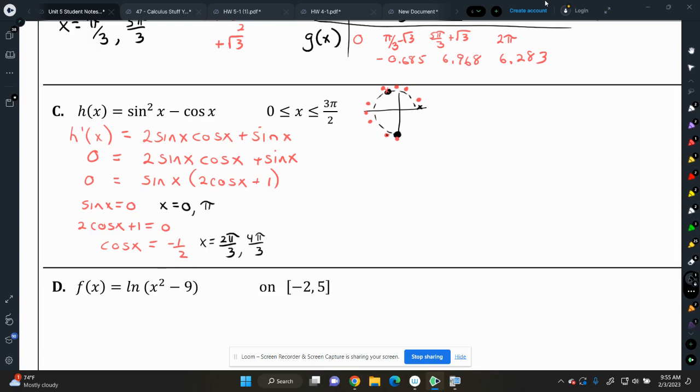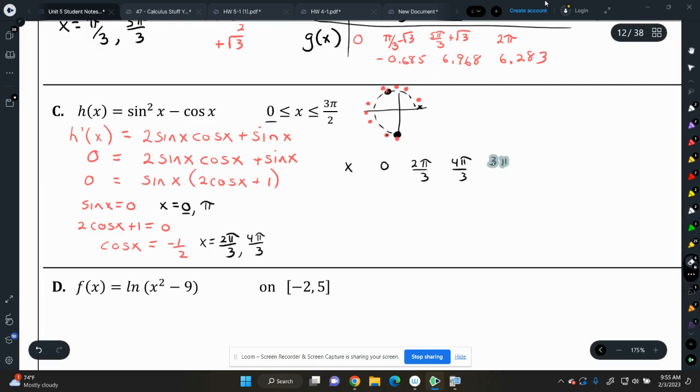plus the end point. Okay, so let's see our x value. So we got 0. 0 is also an endpoint, so that's good. So 0, and then I'm going to do 2 pi over 3, 4 pi over 3, 3 pi, oops, pi, sorry about that. Forgot about pi. Pi, and then 3 pi over 2, right? Remember, these are our endpoints. We've got to include the endpoints in there.